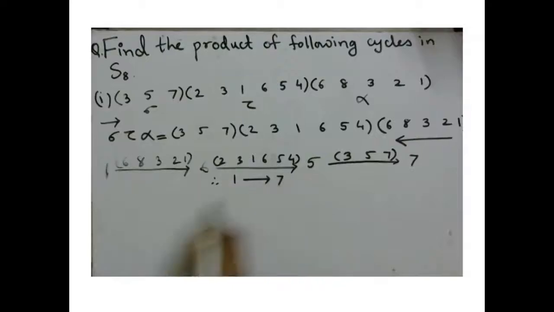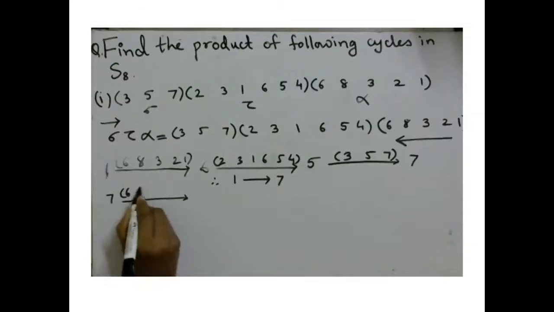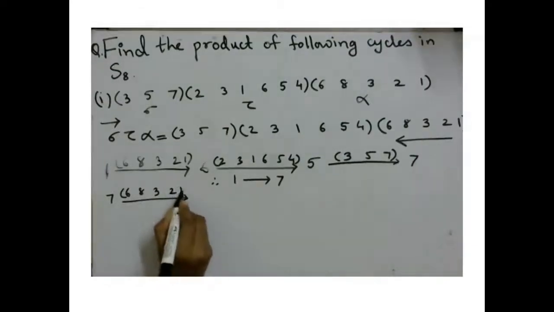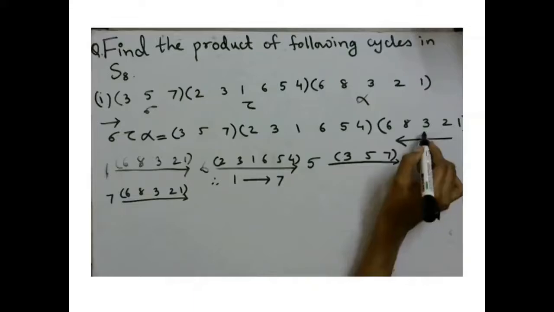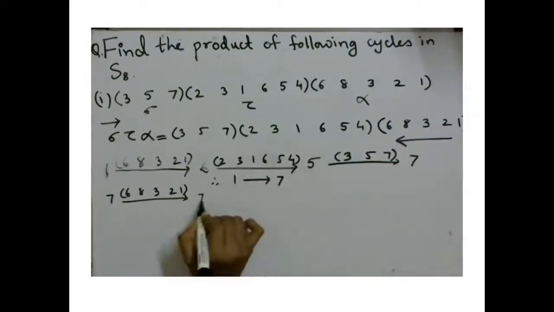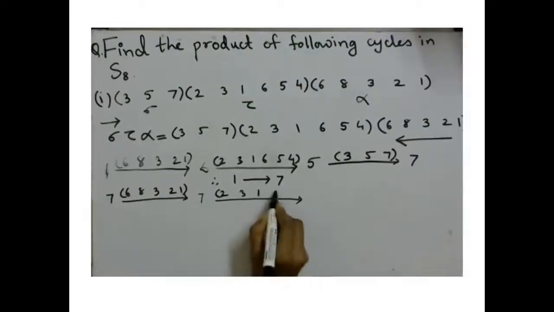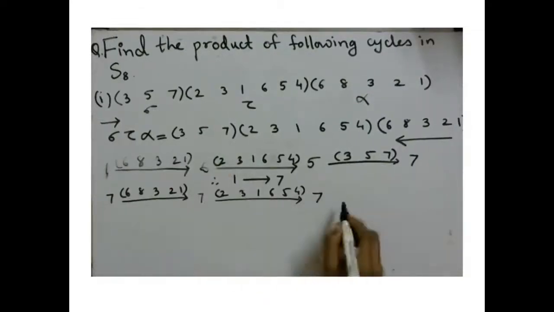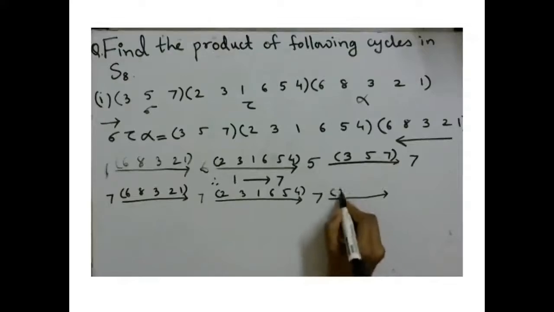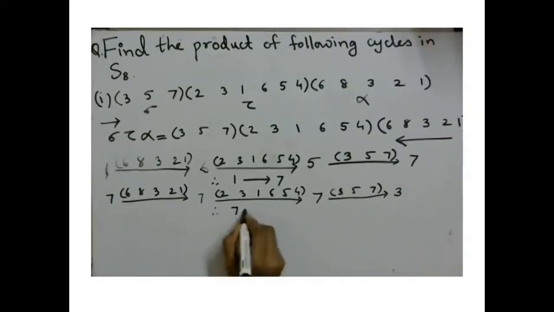Now you have to see the image of 7. So start with 7 and start with the rightmost cycle, (6, 8, 3, 2, 1). 7 is not present here, so 7 is fixed. So 7 goes to 7. Then in the next cycle, (2, 3, 1, 6, 5, 4), again 7 is not present, so 7 is fixed. And in the last cycle, (3, 5, 7), 7 goes to 3. So what is the conclusion? That 7 is mapping to 3.